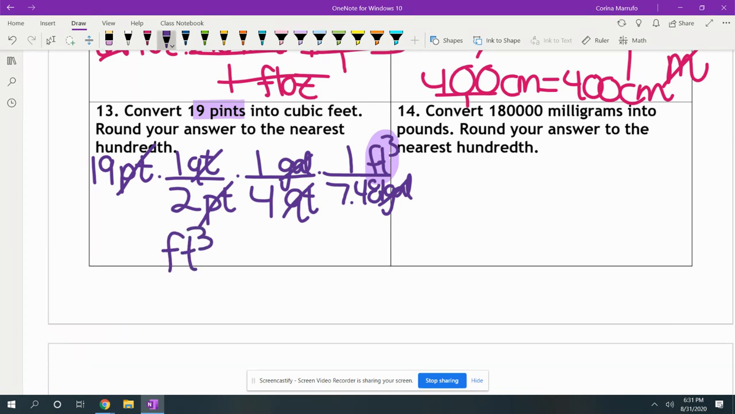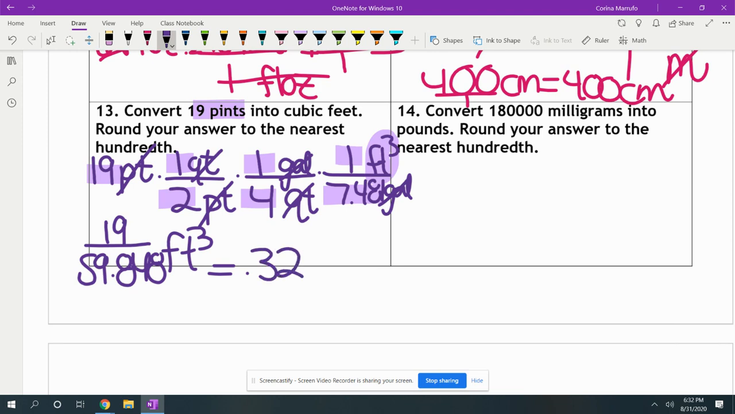Now, we multiply the numbers. So we multiply the numbers on the top. We have 19 times 1 times 1 times 1 is 19. Divided by, then we look at the denominator. We have 2 times 4 times 7.481. So I'm going to go ahead and put that in my calculator. And that gives me 59.848. So then when we take 19 and divide it by 59.848, that gives us 0.32. They want us to round to the nearest hundredth, so that's where I'm going to stop. And then our units are cubic feet.